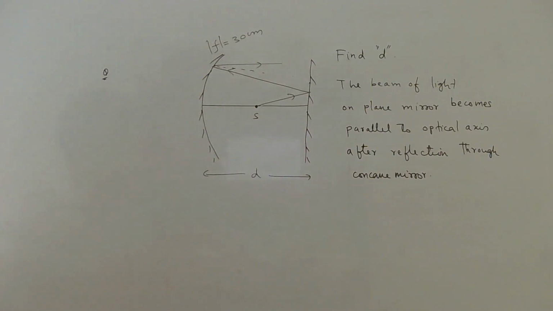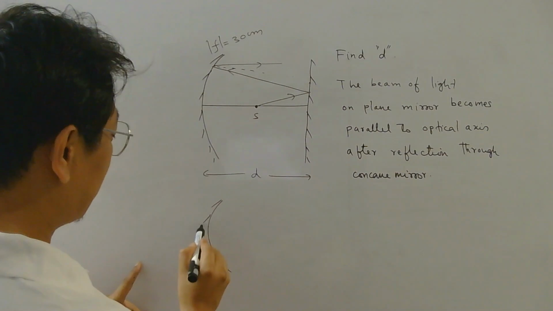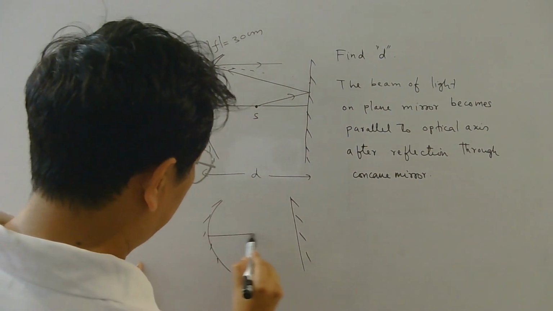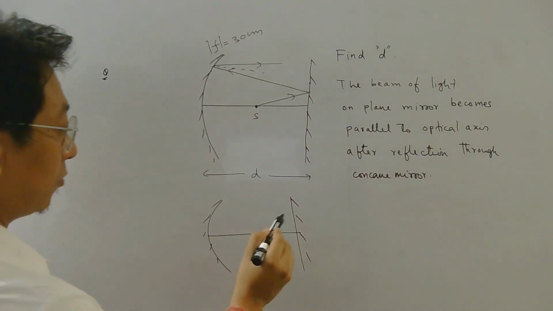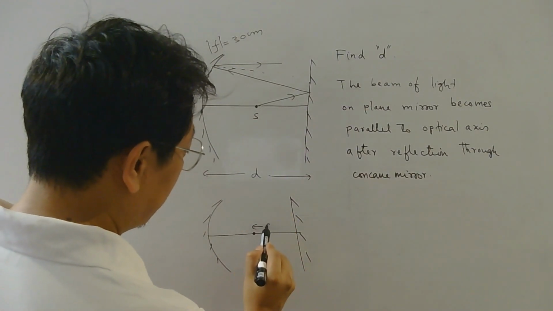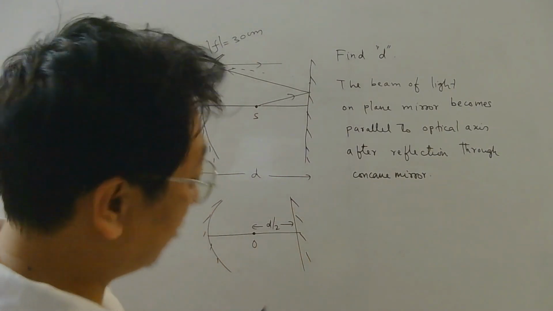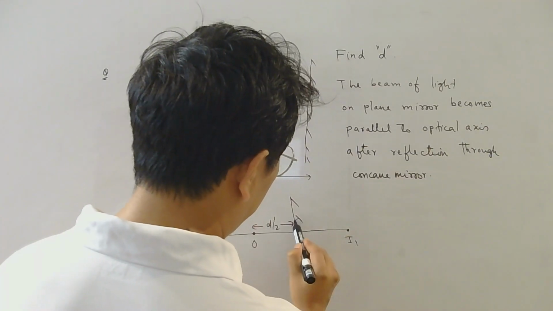So how to do this problem? Well, again, many times I have told you that image made by first one will be object for the second one. So for plane mirror, this is the object distance d by 2, right? So image will be formed at same distance d by 2.